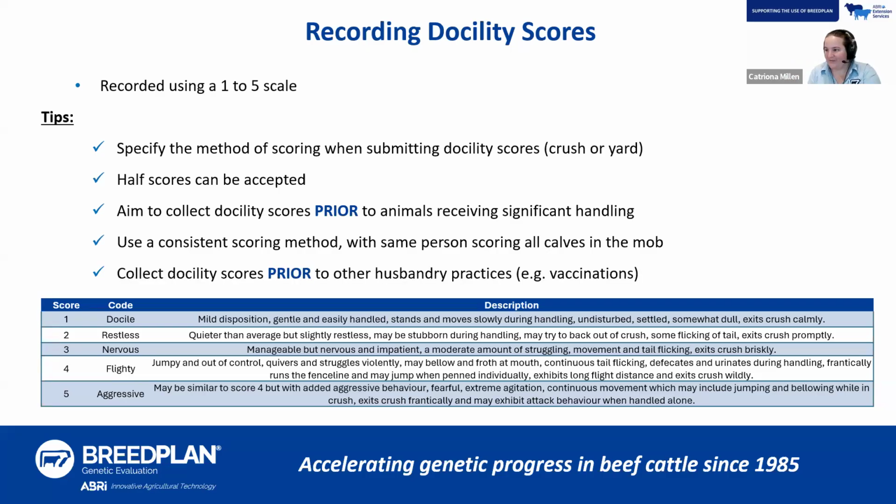And I know that this should be obvious, but I did have a problem with this with one of our herds over here. They gave their calves vaccinations in the crush and then observed their behaviour, and we had a lot of score 3 and score 4 animals, whereas in reality we expect we're going to see mostly quiet animals. When I went down and had a chat to them and we were trying to work out what was going on, the problem was that they'd vaccinated first. So please collect docility scores prior to doing any other husbandry practices on those calves.